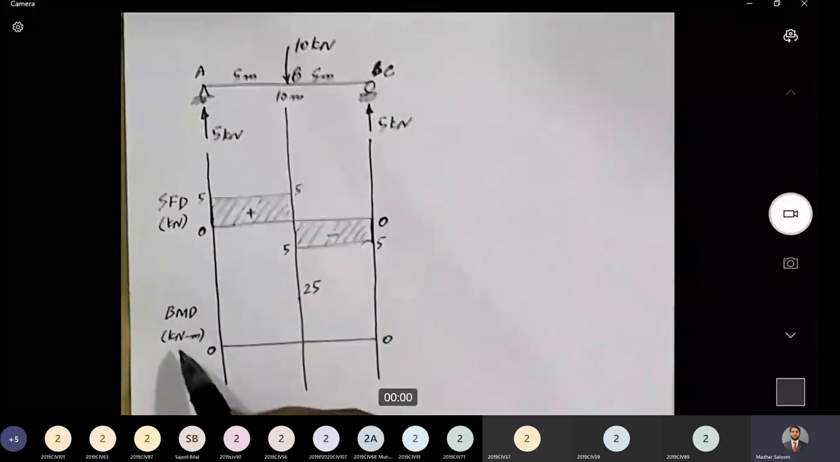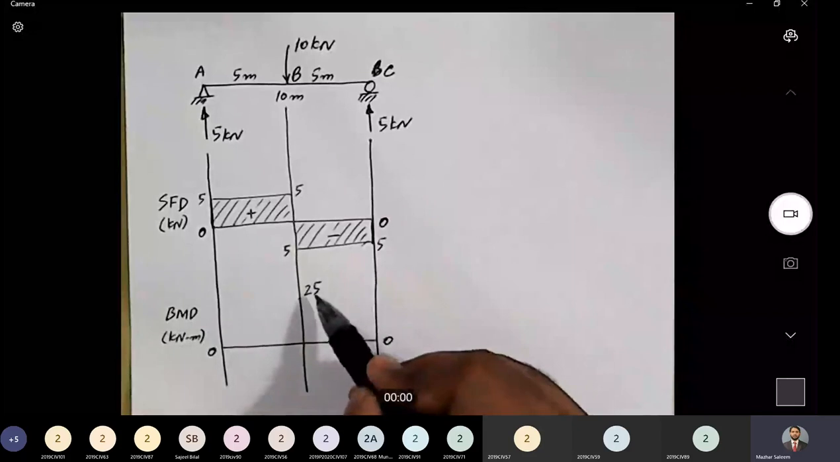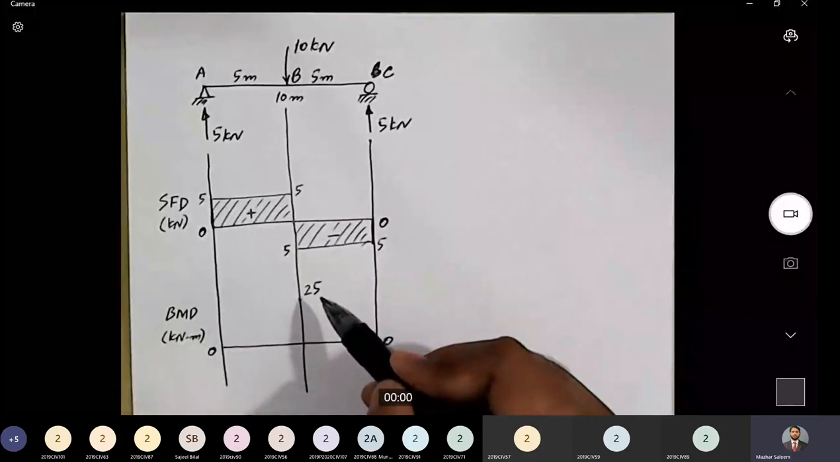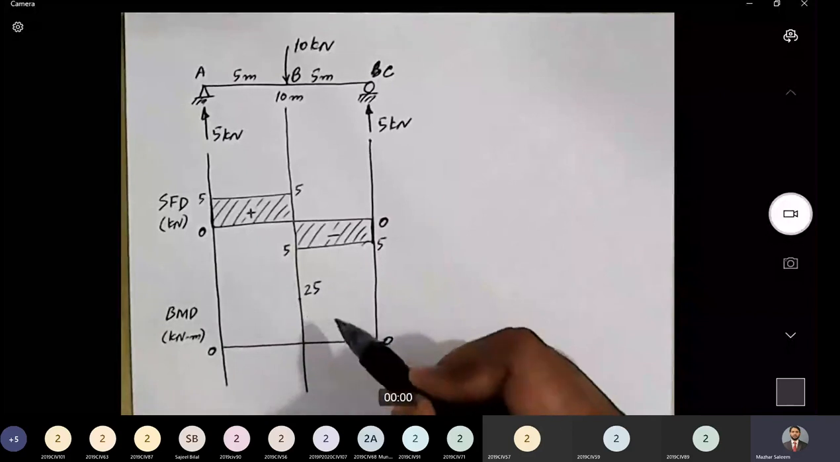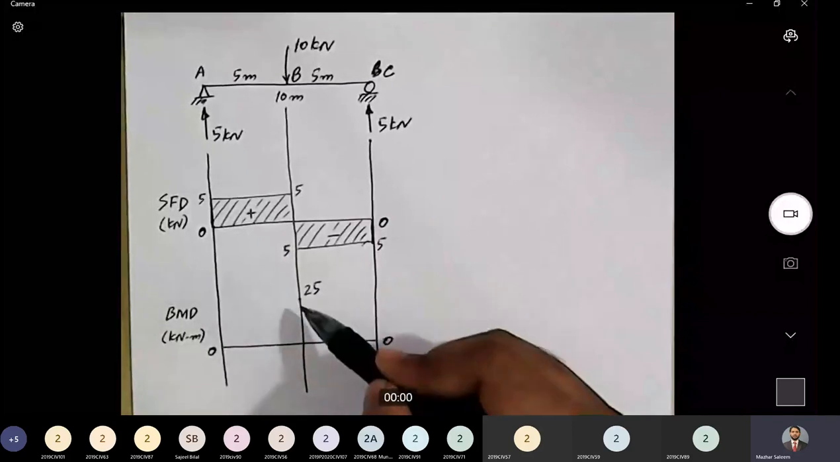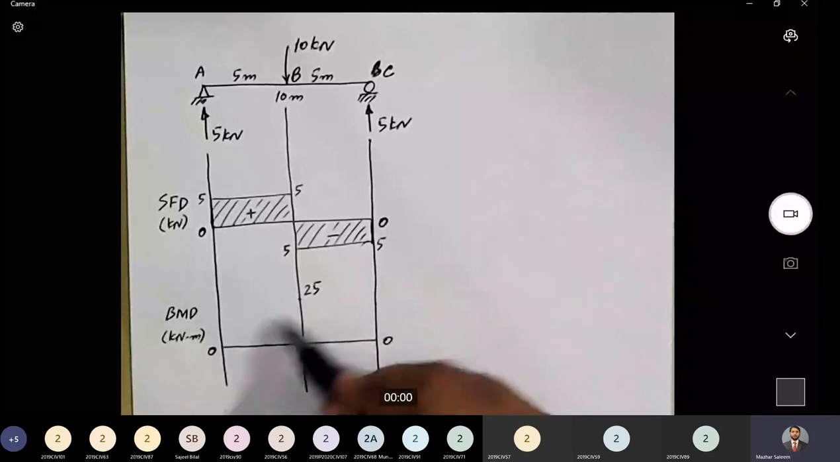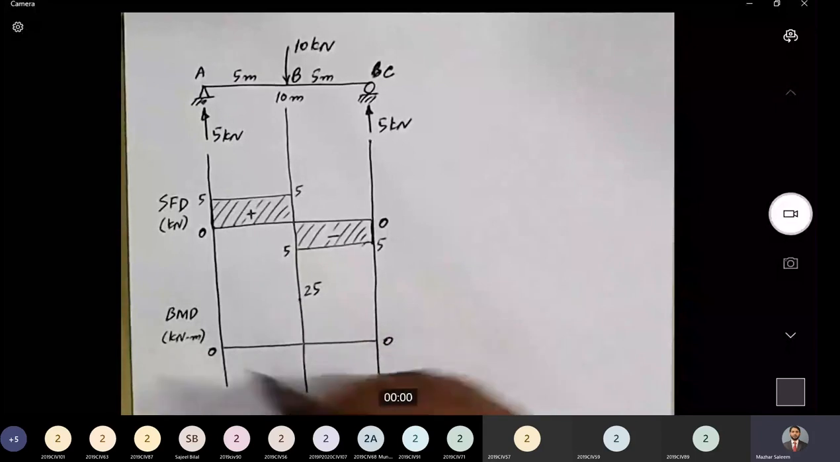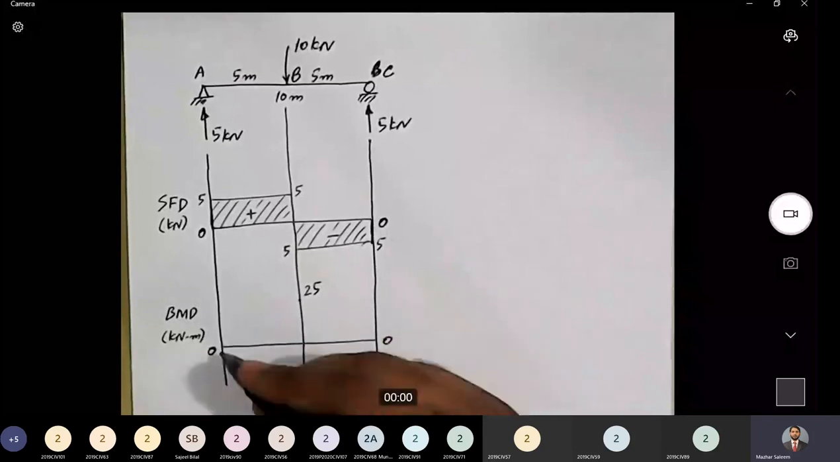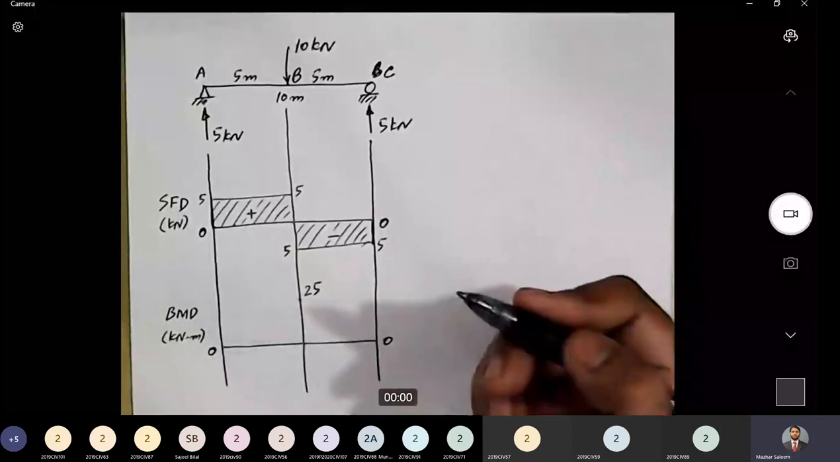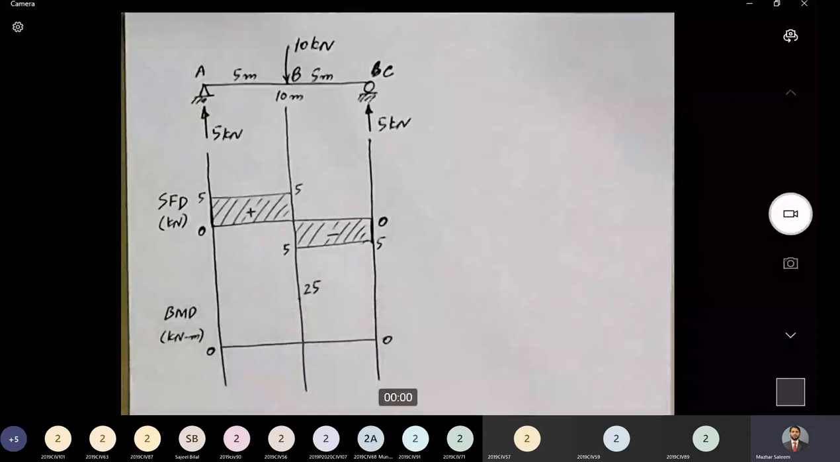25. We have written the units here, so we do not need to write down the unit with every value on the shear force diagram and bending moment diagram. So this is 25. So we have marked the ordinate. Next question is how should we join these points from 0 to 25 and 25 to 0? Should I join it with a straight line or with a curved line, convex up or concave up, or what? For that, we will have to look at the equation of bending moment for these portions.